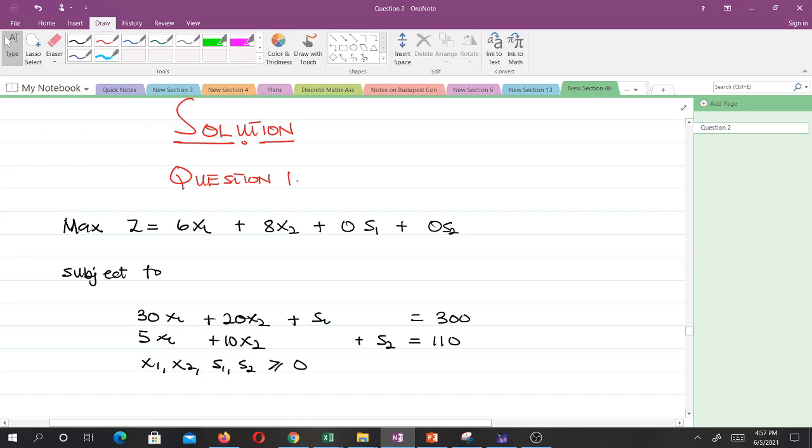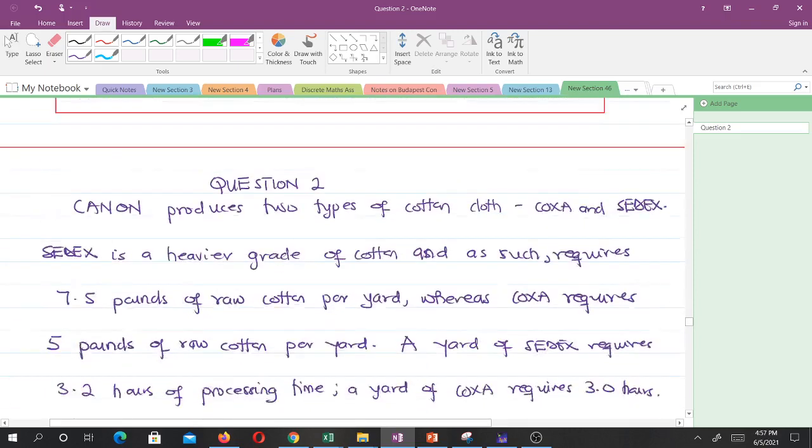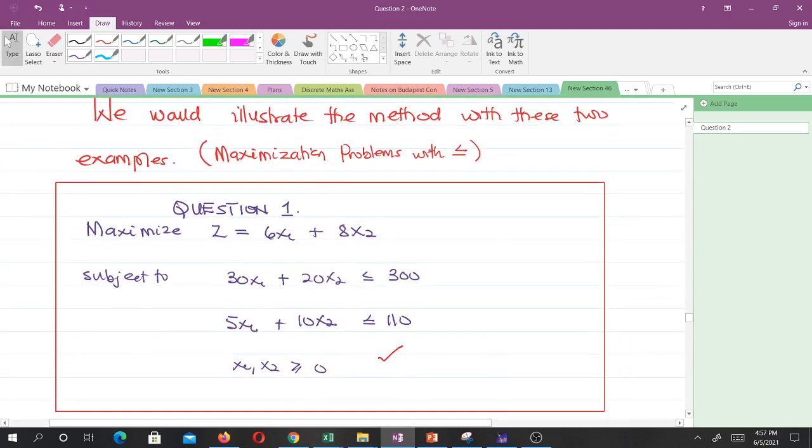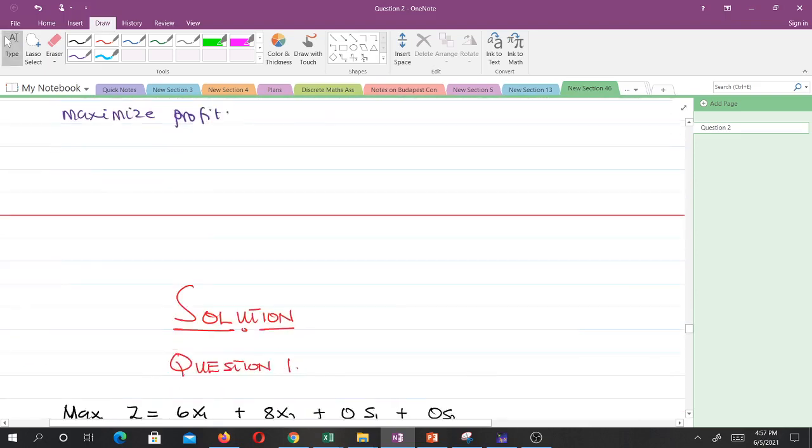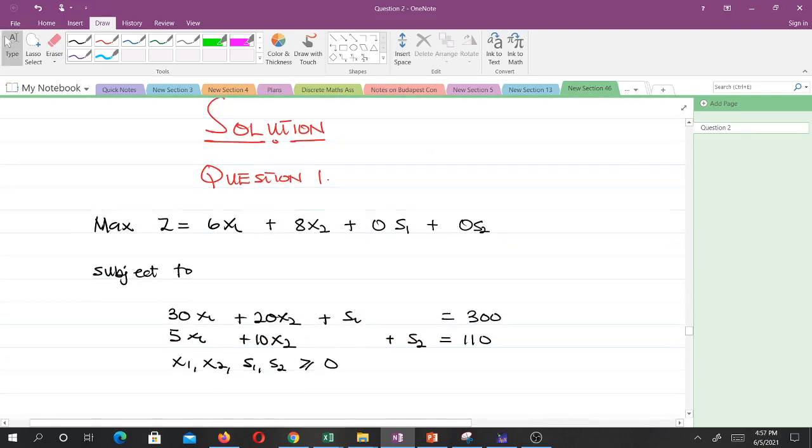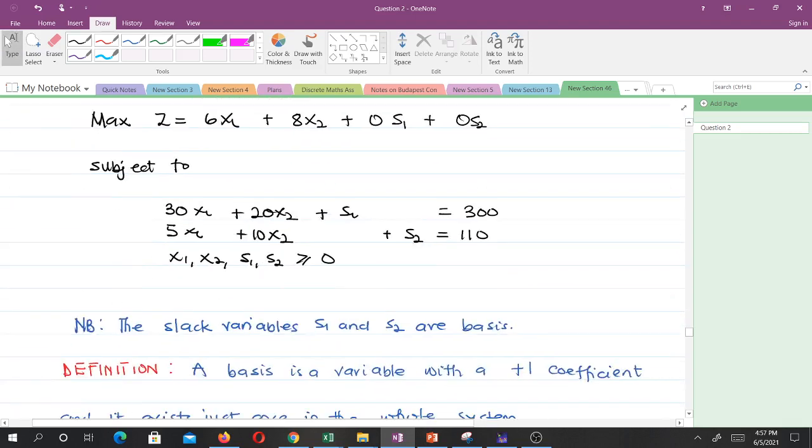So when you take question one, this was the LP model. When you write it in standard form, by now you should know how to write LP models in standard form. We are going to get this. So now it is going to be maximize 6x1 plus 8x2 plus 0s1 plus 0s2, subject to these constraints. I hope you get it.